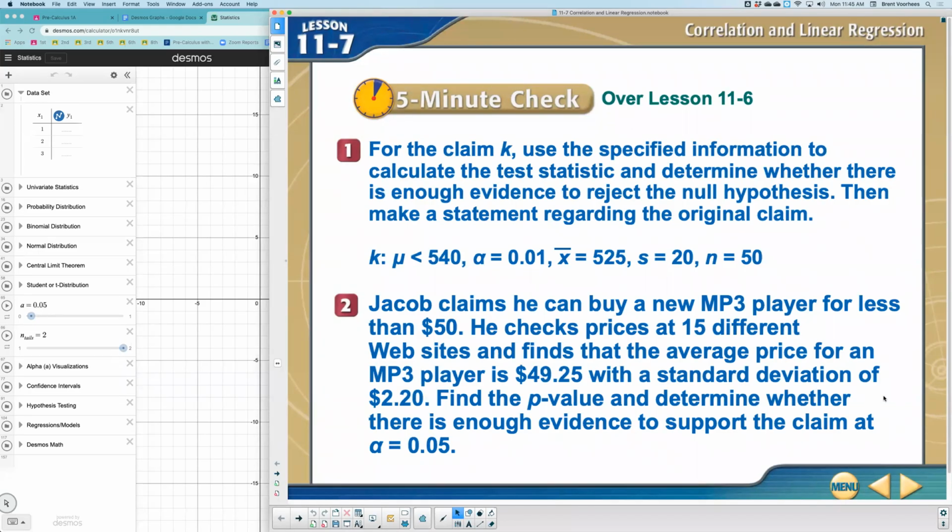Let's take a look at lesson 11.7, the last lesson for chapter 11 of inferential statistics. We have a Bellringer here to review hypothesis testing, and then we'll start with our new lesson.